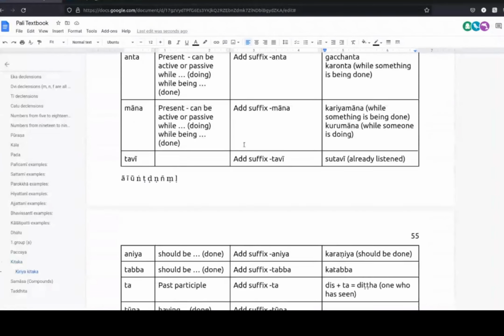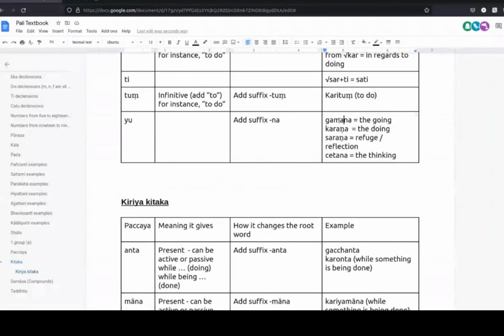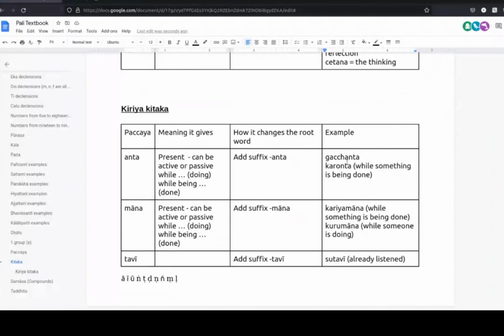Okay, and a little more quickly, Kirya Kitaka, because we don't have much time, and we've been over these before. Anta and mana, I've talked about these before as being present participles. Take a root, but because these are present participles, again, you're using the present stem. So what we talked about for verbs, remember I said the present system, well, that includes these two. So you're going to end up with things like gaccha. Whereas up here you got gum plus na, is gamana. You don't get gum plus anta.